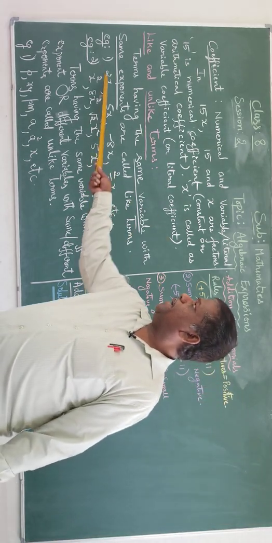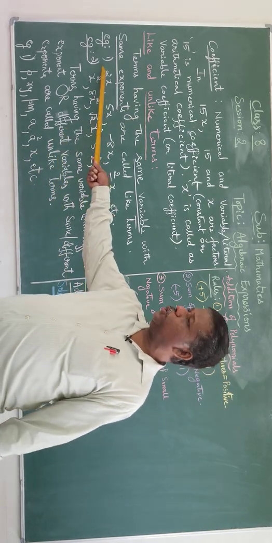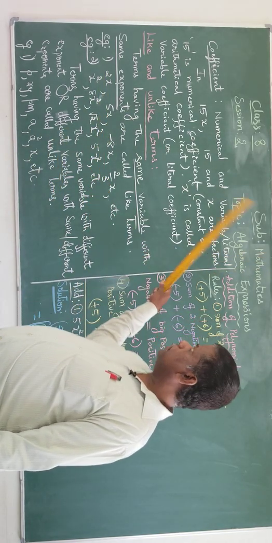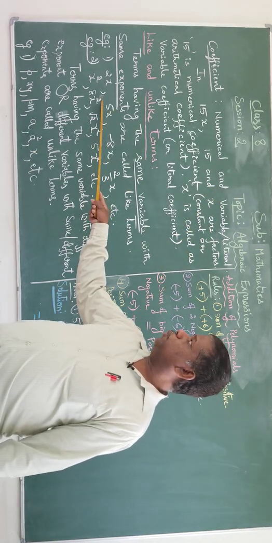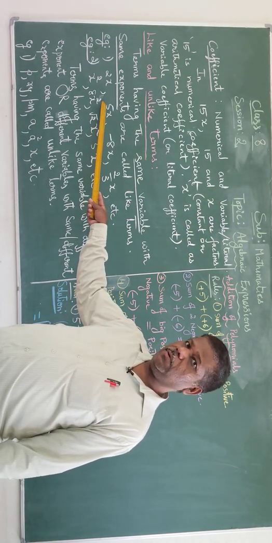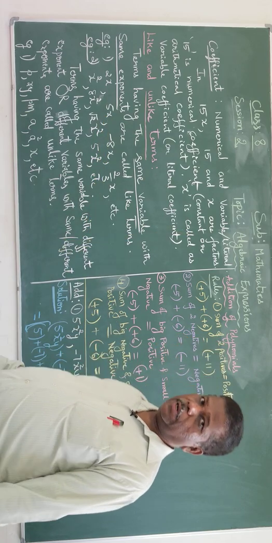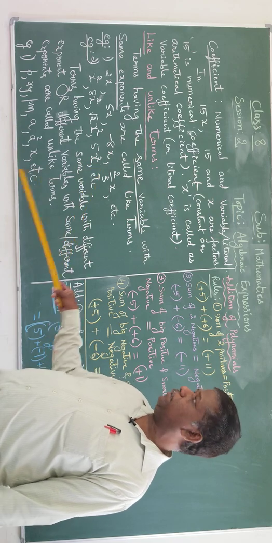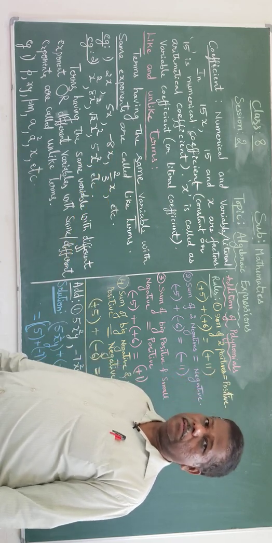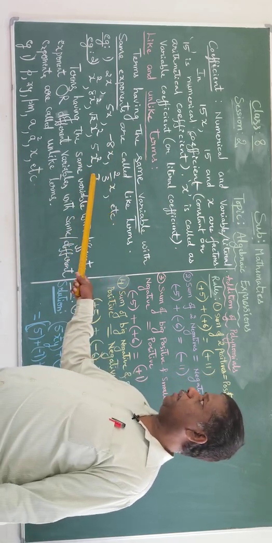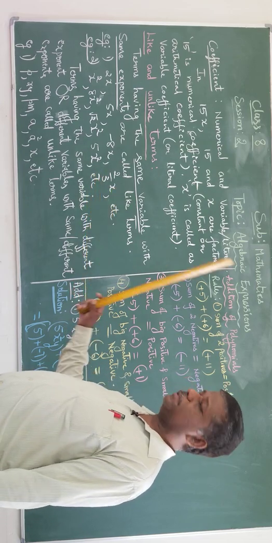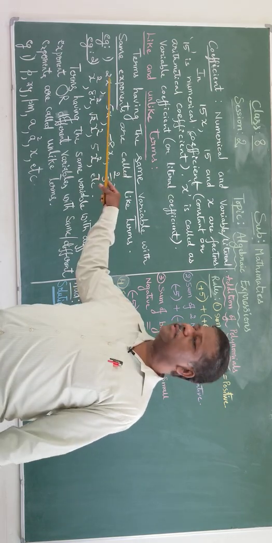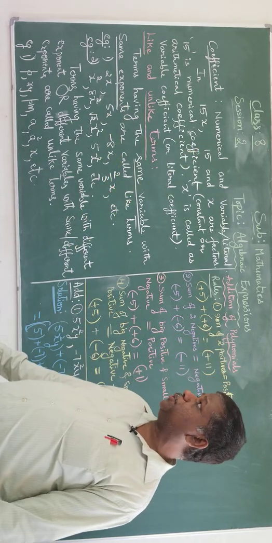In 2x, 2 is a numerical coefficient, x is a variable coefficient. In 5x, 5 is the numerical coefficient, x is the variable coefficient. In minus 8x, minus 8 is a numerical coefficient, x is a variable coefficient. 2 by 3 is a numerical coefficient, x is again the variable coefficient. So all of these have the same variable coefficient, as you can observe.